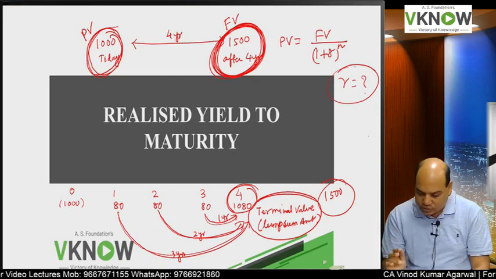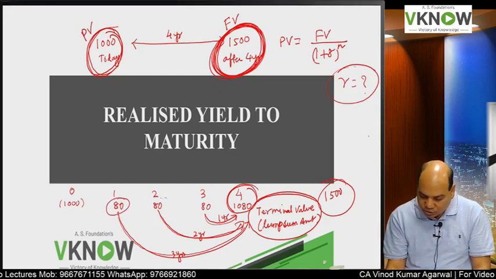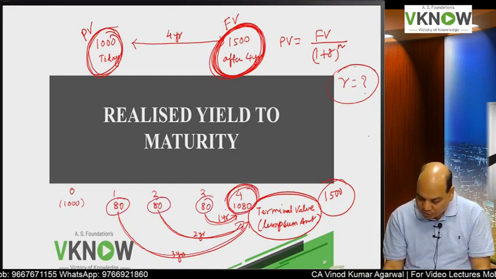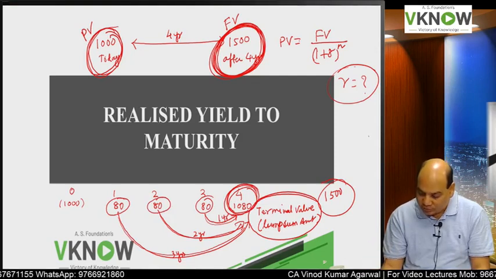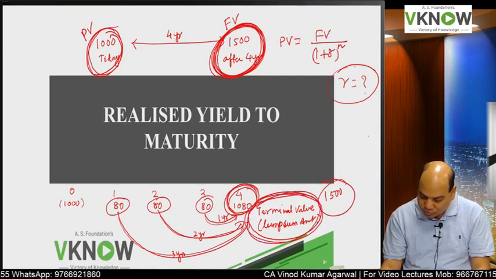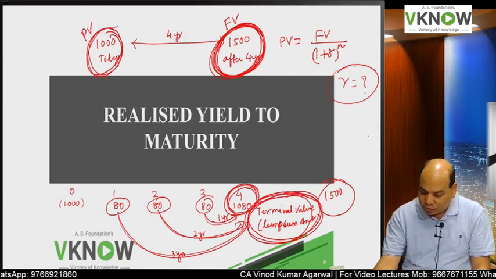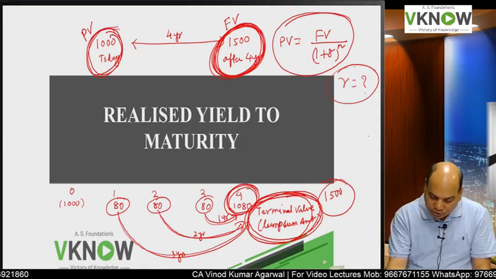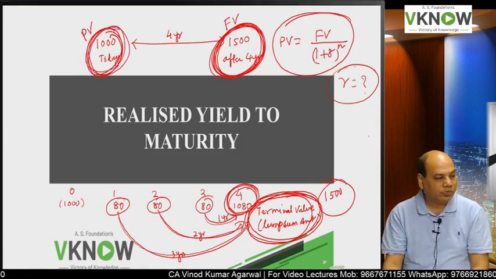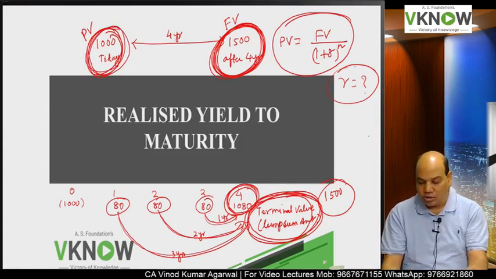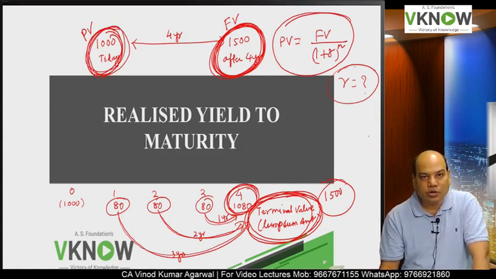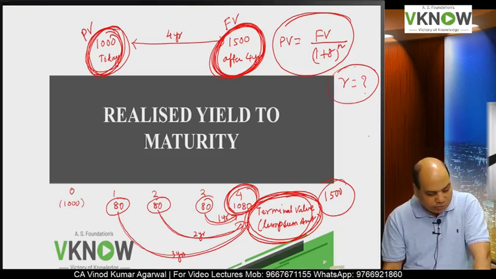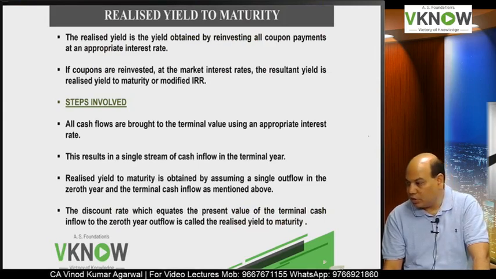So once again I will revise. In realized yield to maturity, the cash flow generated will be reinvested for the remaining period at an appropriate investment rate. Calculate the terminal value and then find the discount rate at which the present value of the terminal value is equal to the amount invested today, and that rate is called realized yield to maturity. It was called modified IRR in the capital budgeting chapter. Okay, so first we'll read this theory note already written in the book, no need to write.